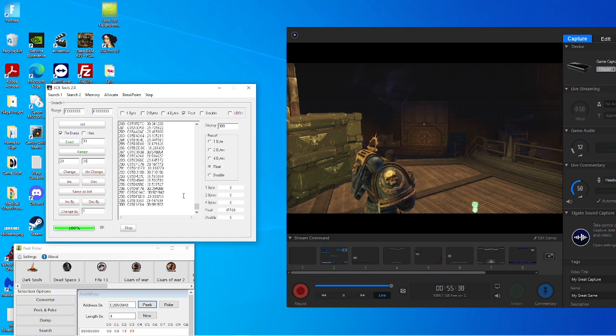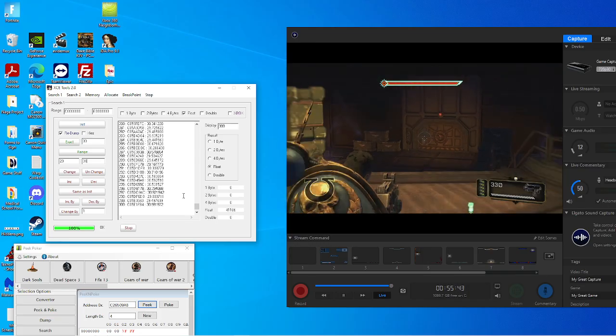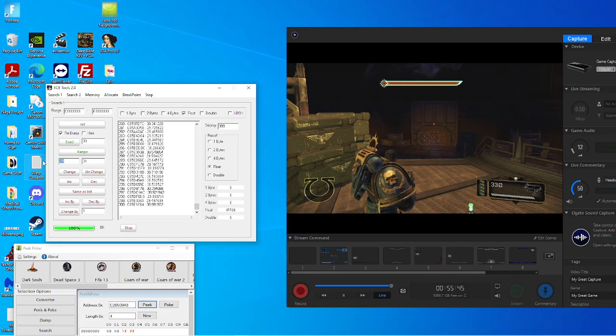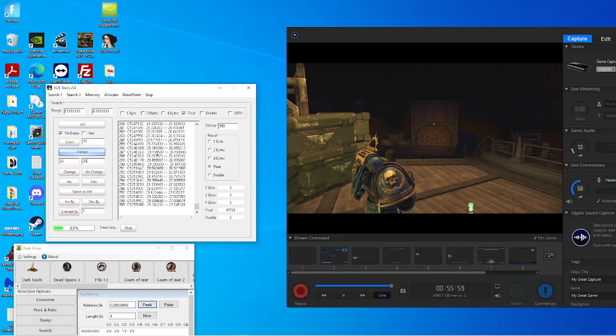Okay, 41,000 results. We have 30 bullets. Fire off 3. We have 27. So now I'm going to search 26 to 28. Range. And crap, there's a whole bunch of values. Floats take a while because you don't always know what you're looking at.